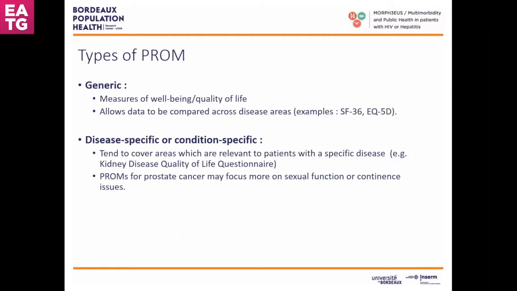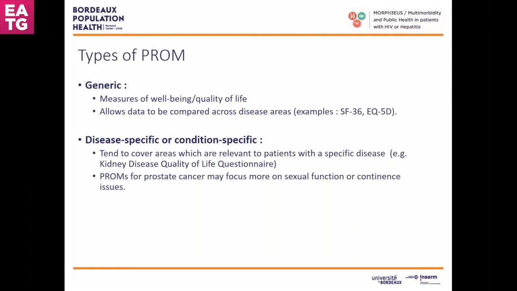Now, we have a tendency to talk about generic or disease-specific patient-reported outcome measures. What this really means is that some PROMs are designed to be general, such as the EQ-5D, which is a quality of life instrument that you might have heard of, and these have been translated into a lot of different languages, and they've been used extensively in clinical trials. However, there's often a need for disease-specific or condition-specific instruments, and these tend to cover areas that are relevant to patients with a specific disease. An example would be the Kidney Disease Quality of Life Questionnaire.